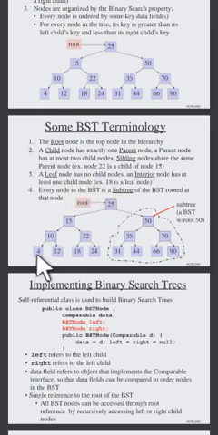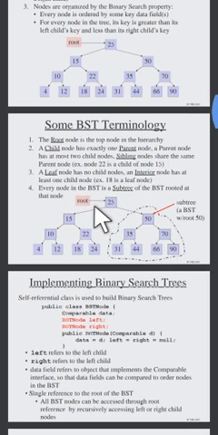From this example, 4, 12, 18, 24, 31, 44, 66, 19, these are all the leaf nodes. That means when a node doesn't have any children, then that node is called a leaf node. From this example, we can identify that 4, 12, 18, 24, 31, 44, 66, 19 are the leaf nodes.